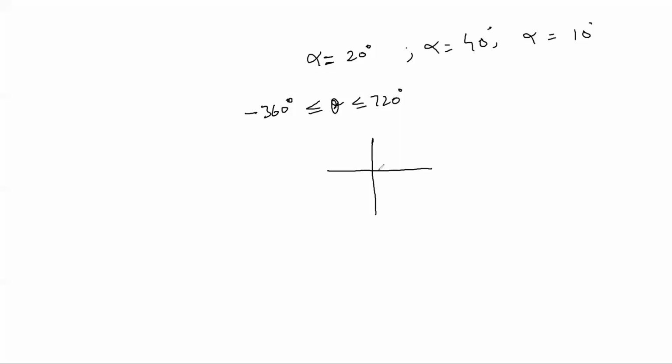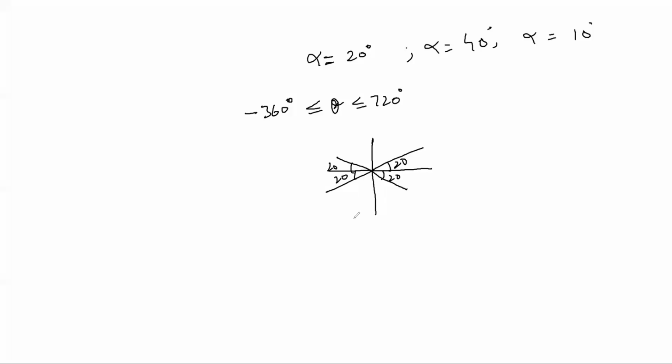Now listen to me. Suppose you have 20 degrees here. This is your 20 degrees. These are the basic angles that we have. Just listen to me, I have to see someone after this, so I have to be quick.